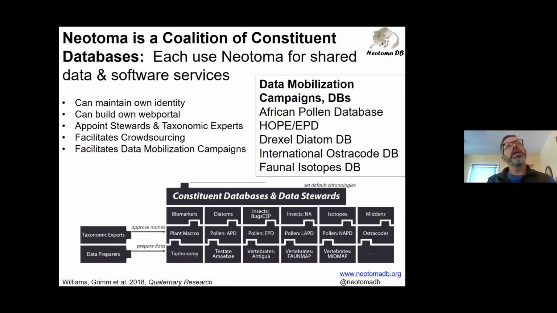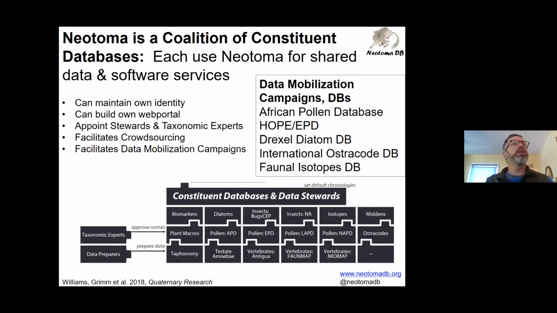There's no inherent limit to the number of constituent databases. So if there are other people out there who think, well, for my region, for my taxonomic group, I don't have a place to put my data, one option is to create a constituent database, join Neotoma, get people trained as data stewards and start to upload data to Neotoma. And then that becomes a way you can power your own regional-scale or larger-scale data syntheses using the Neotoma support and services.